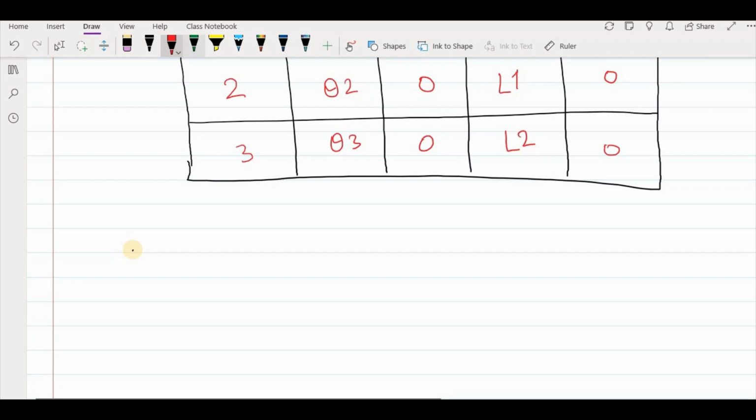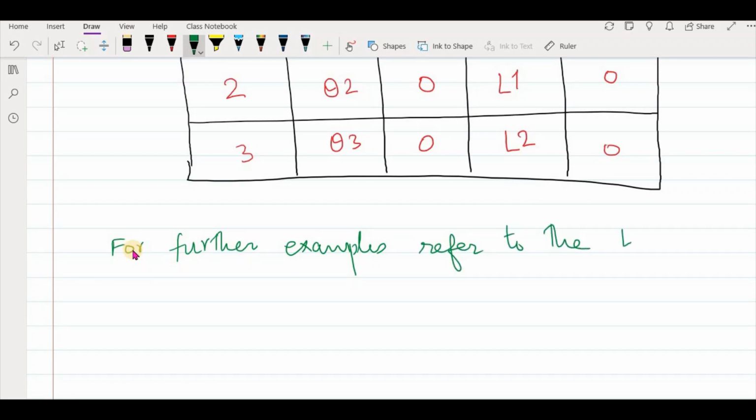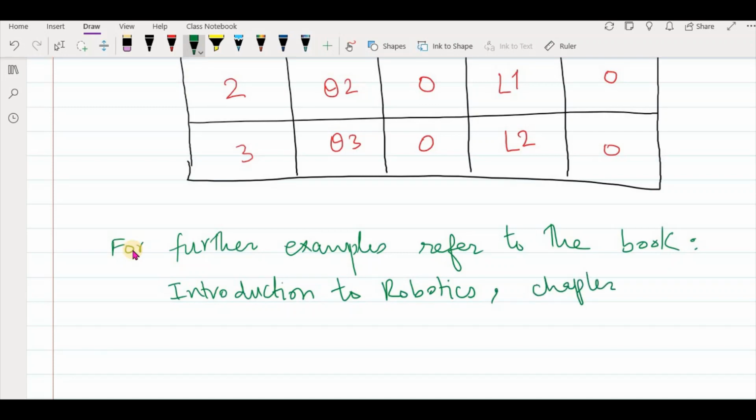If you want further reading, I would recommend this book. For further examples, refer to the book Introduction to Robotics, chapter 3.